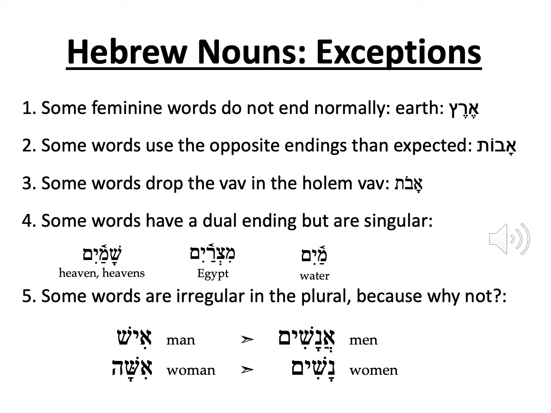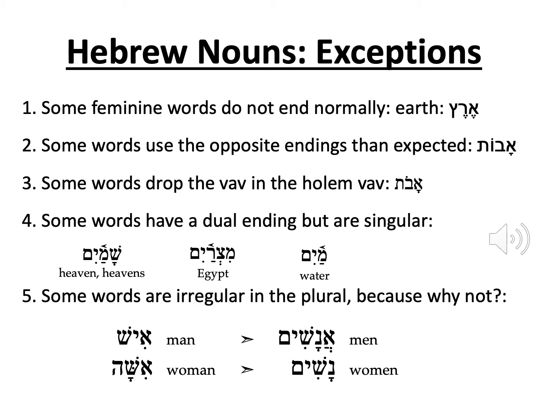A third exception is that some words will not even write out the whole word. They will often drop the vav out of the holam vav. We call this defective spelling rather than full or plene spelling. Just be aware if you ever wonder why a letter is missing.